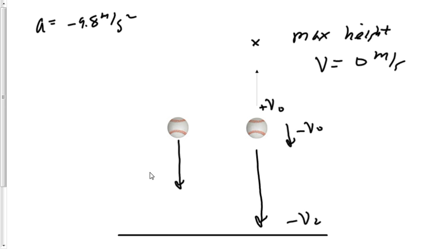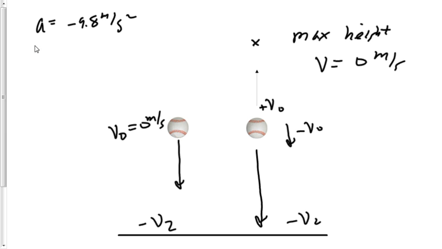And of course, this one here, initial velocity is going to equal 0 meters per second, and then it too will hit the ground at a negative v2. But it's important to note that the velocity at which it hits the ground will not be the same as the velocity when it's launched vertically upwards. And the time it takes for the one that goes up and down is going to be much larger than the one that's just dropped.